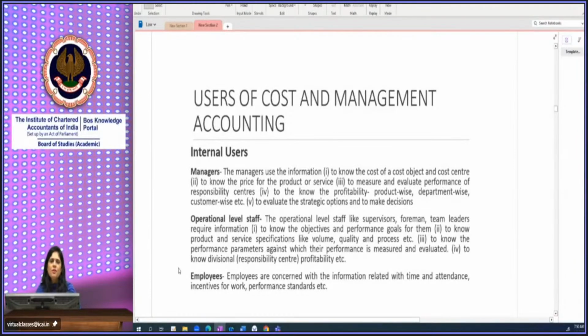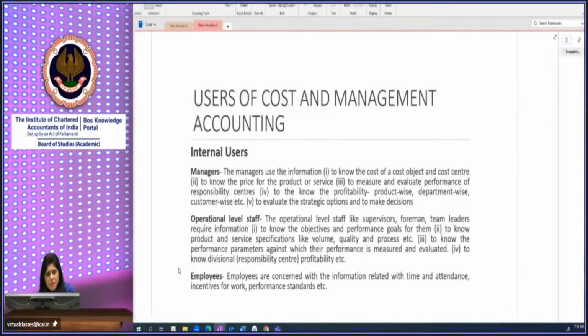So the management is interested to know the cost, then how the price is fixed and what price is fixed. Then to measure and evaluate the responsibility center's performance. Responsibility center means, suppose there are purchase department, production department, stores department. What is the performance of these departments? Management is interested in the performance of these department managers also. The manager of the purchase department will be asked, okay, these are the costs, why have you incurred so much, why is your department cost very high this year? So they evaluate the performance.